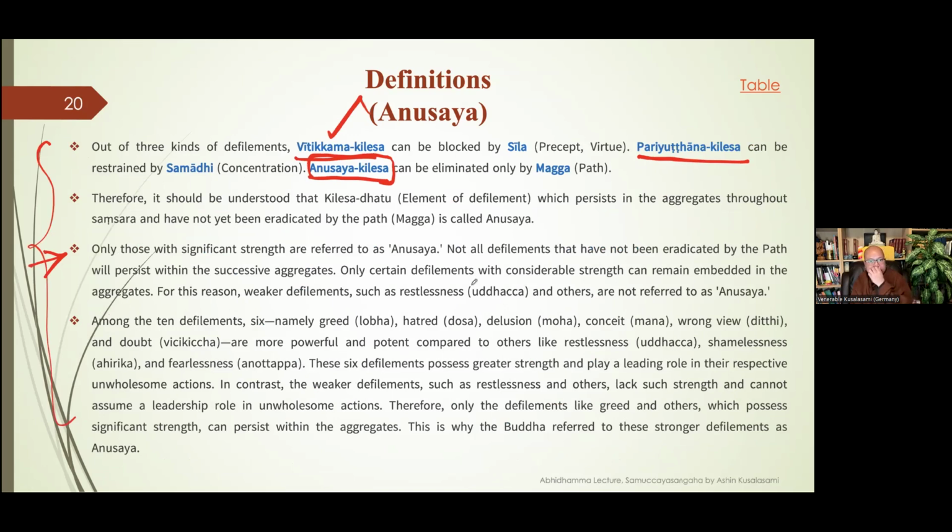So it is explained in the commentary. Among the 10 defilements, six, namely greed, hatred, delusion, conceit, wrong view, doubt, are more powerful and potent compared to others like restlessness, shamelessness, fearlessness. So they are not so powerful compared to the seven kinds of anusaya, and they cannot assume a leadership role in all unwholesome action. That is what is explained in the commentary. Okay, so I think that's enough.